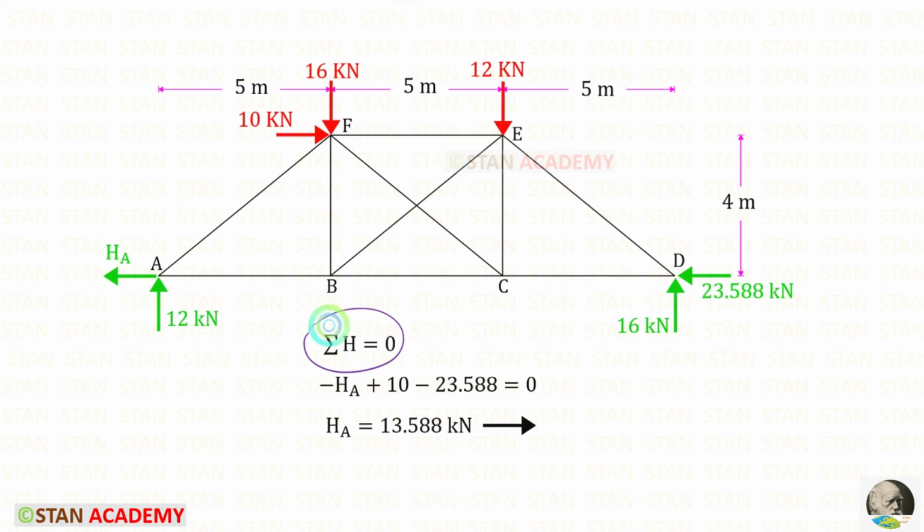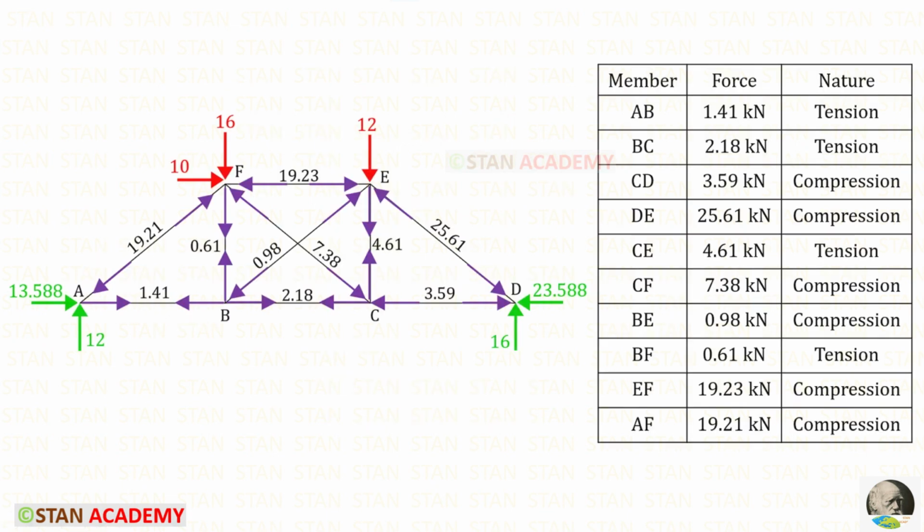By applying this rule, we can find HA. But for HA, we will get a negative value. That means the assumed direction is incorrect. We have to change the direction. Here you can see that I have changed the direction. Inside the truss, I have entered all of the member forces.